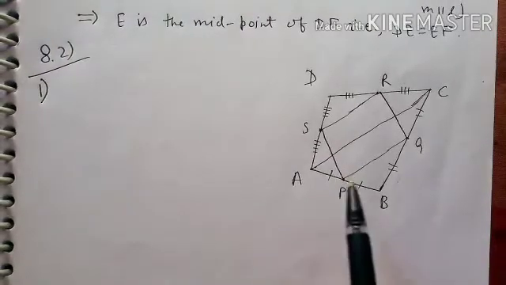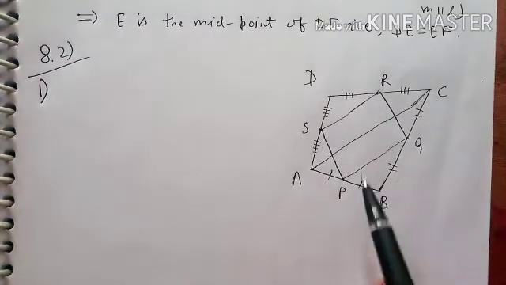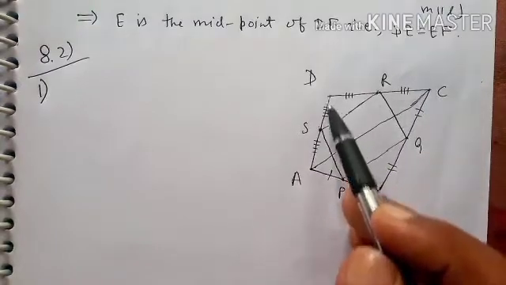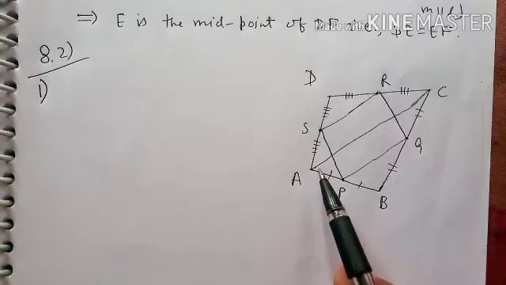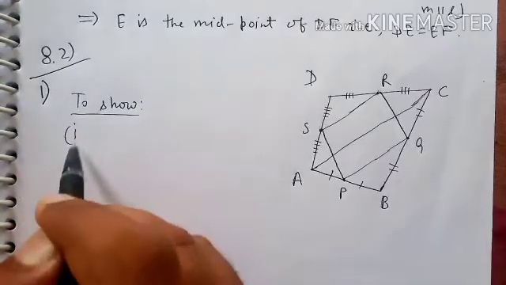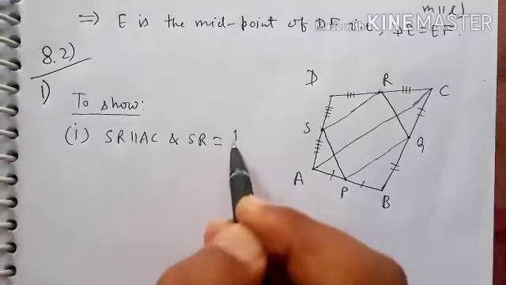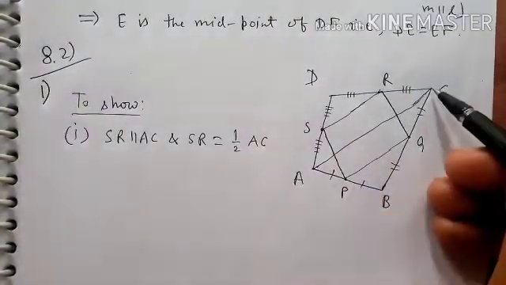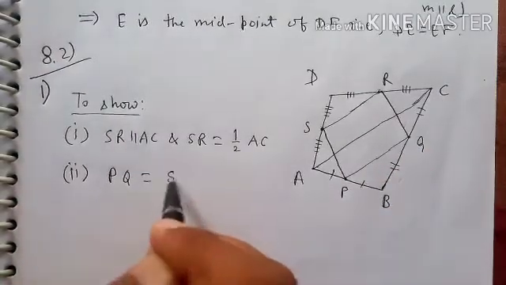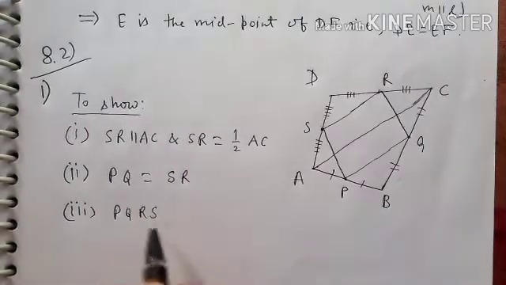In this question, P, Q, R and S are the midpoints of sides AB, BC, CD and DA respectively. We have to show that first, SR is parallel to AC and SR is equal to half of AC. Here AC is the diagonal. Second, PQ is equal to SR. Third, PQRS is a parallelogram.